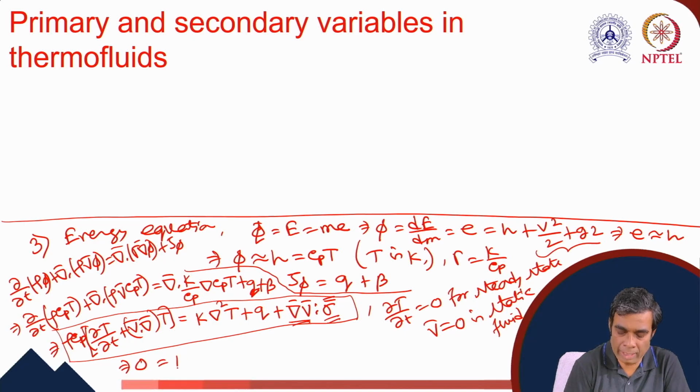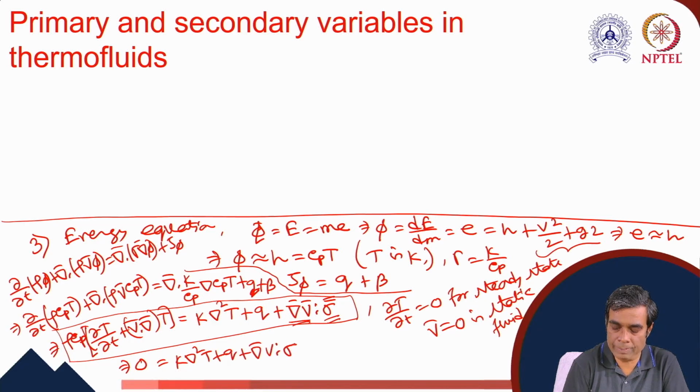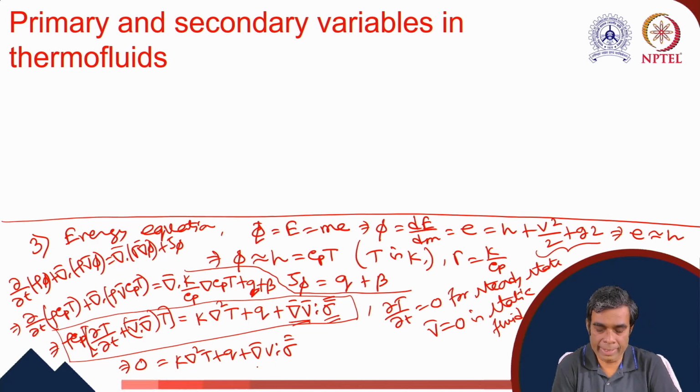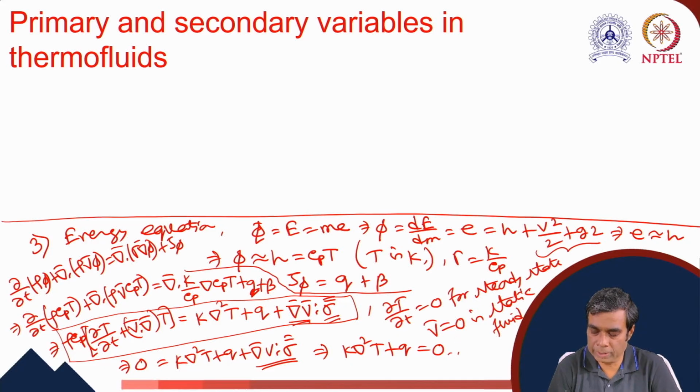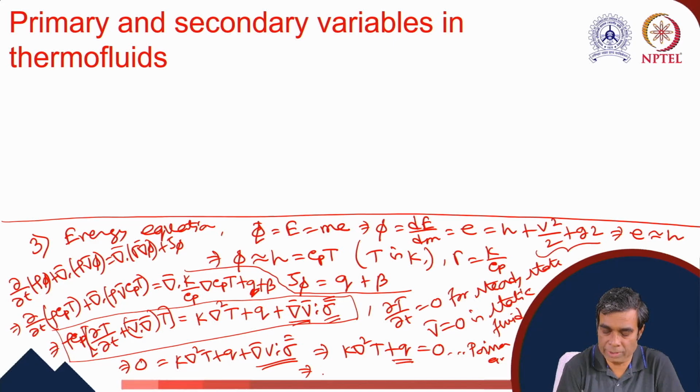Then we have K del square T plus Q plus gradient of V double dot sigma equals 0. Now this gradient of V double dot sigma is an insignificant term. In conventional flow, we ignore it, we discard it. So we are left with K del square T plus Q equals 0. This equation is known as the Poisson's equation, the Poisson PDE. Now, if we ignore the source term Q, then K del square T equals 0 is known as the Laplace equation.